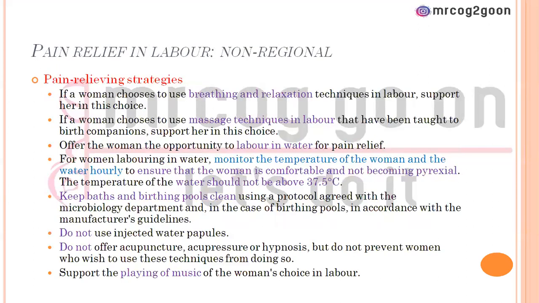Pain relief, we have a lot of methods. First, we have non-regional methods, like the strategies we talked about before: breathing, relaxation, massage, and labor in water. For labor in water, we have to monitor the woman's temperature and the water temperature hourly, and ensure the patient is comfortable and not becoming varicose. We should assure that the water temperature is 37.5 and not above.